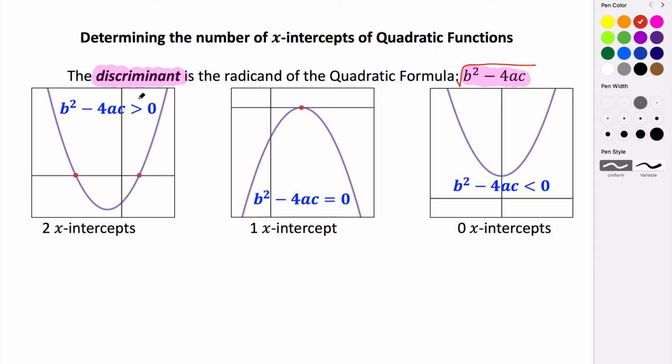So again, if our discriminant is positive, that tells us we have two solutions or two x-intercepts. If it is equal to 0, we have one x-intercept, and if it's less than 0, we have no x-intercepts because the inside of our radical is negative.